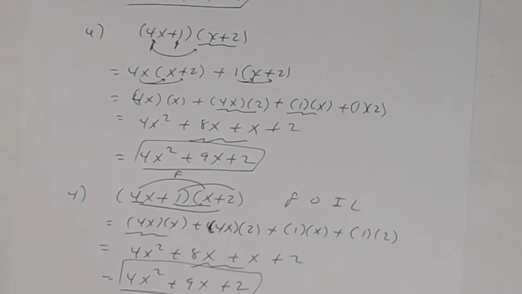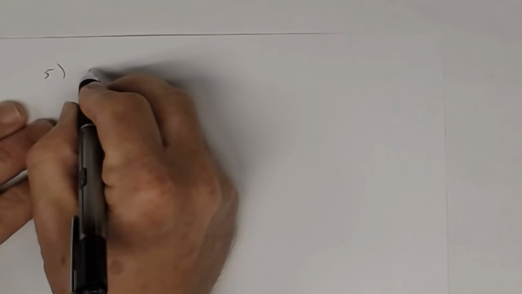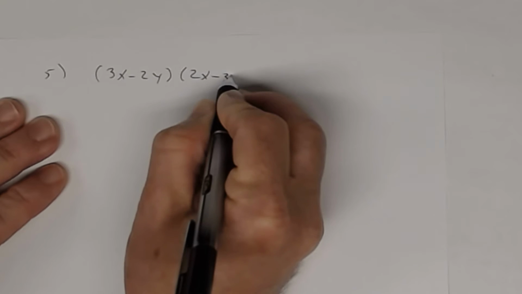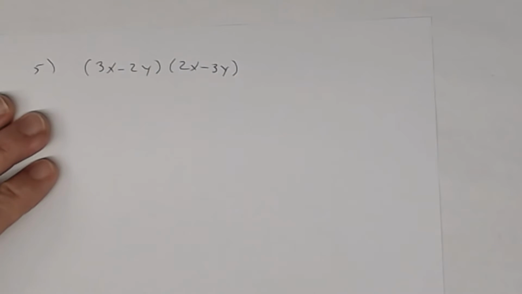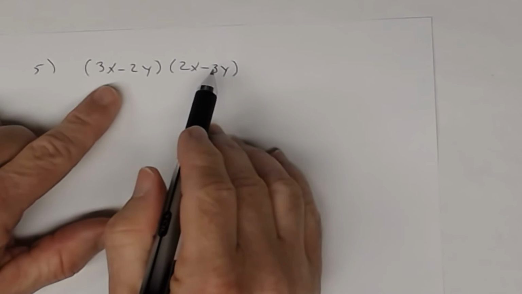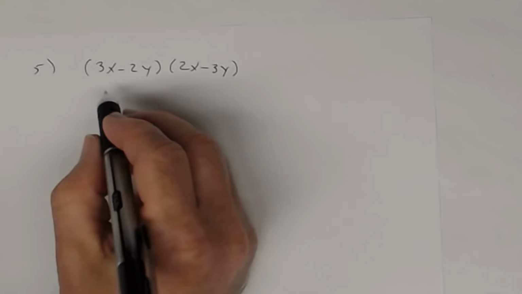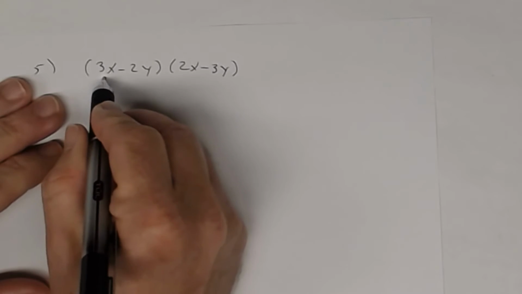All right, number 5. So let's do number 5. So in number 5, we have this. Okay, so here's number 5. We have 3x minus 2y times 2x minus 3y. Okay? All right, so notice I can use FOIL here because those are two binomials, so we're going to do it both ways again. So let's go ahead and do it that first way.